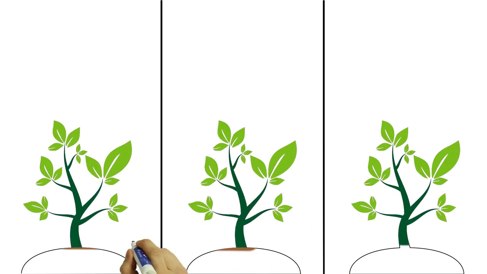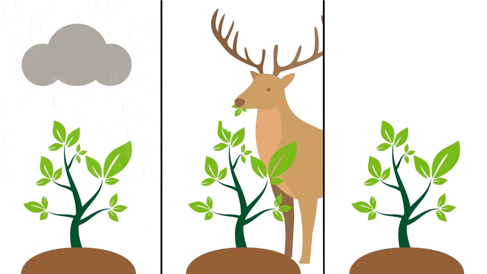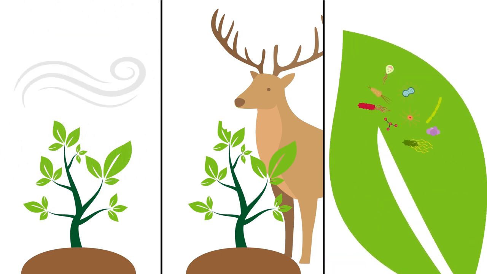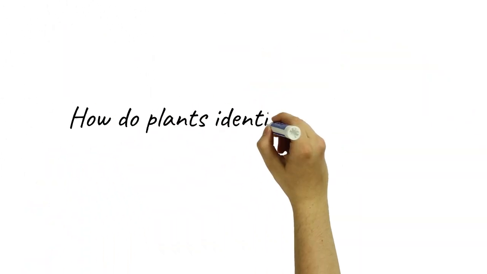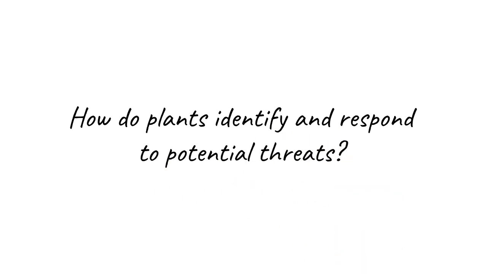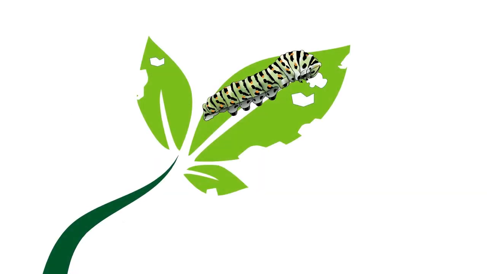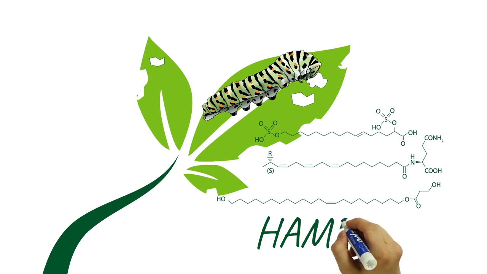Plants can't escape changes in their environment, hungry creatures, or invading pathogens. So how do plants identify and respond to potential threats? Two types of molecular signals work together to warn plants of danger and help them respond.